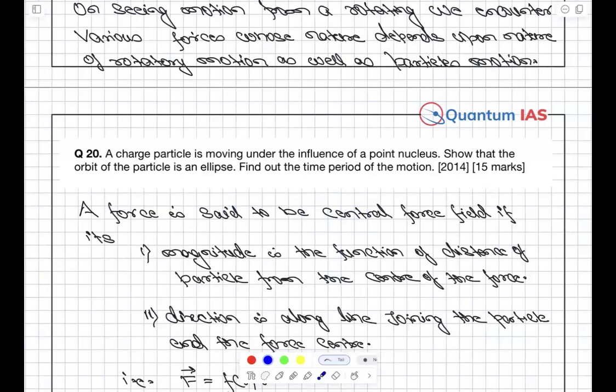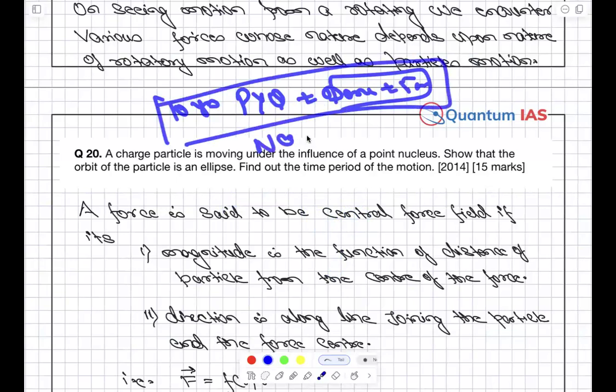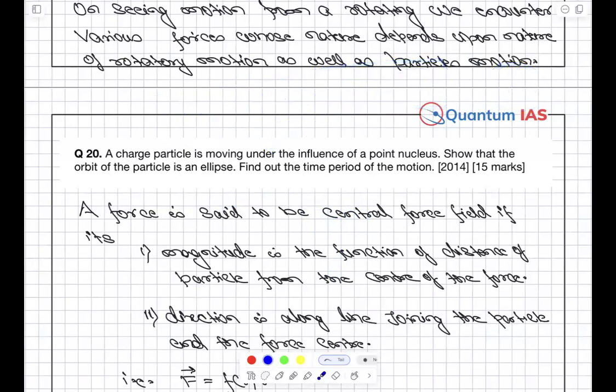I had told you that 10 years of PYQ plus derivation and formula at fingertips. This is the necessary condition to score 300 plus marks. Sufficient it still is not, but necessary it definitely is.